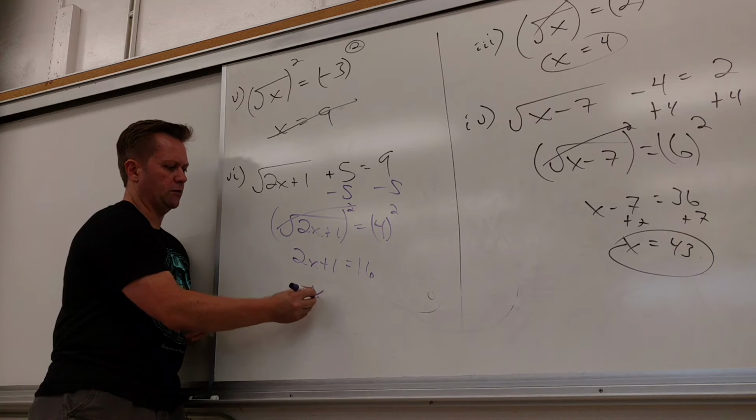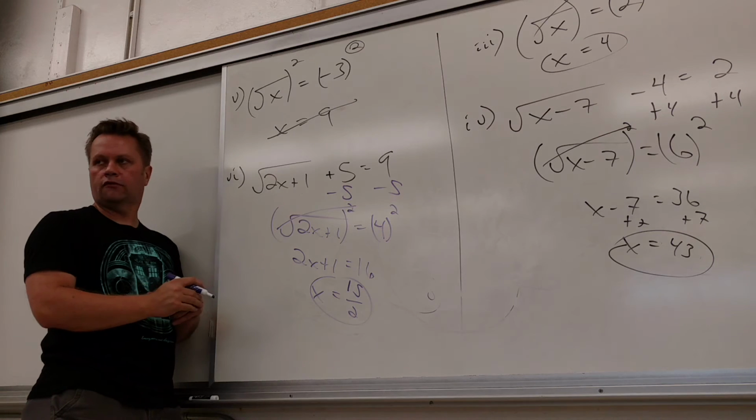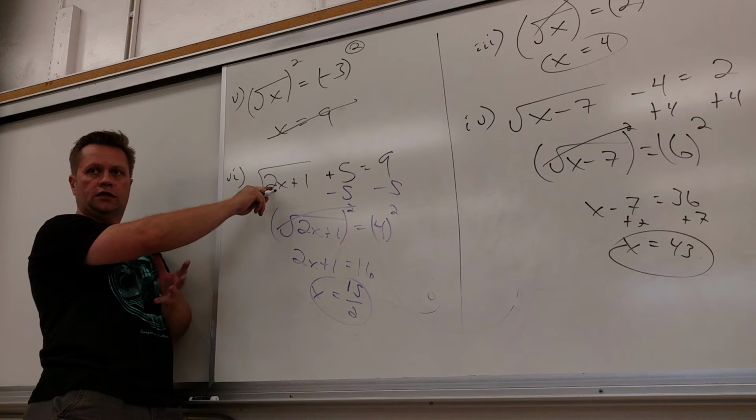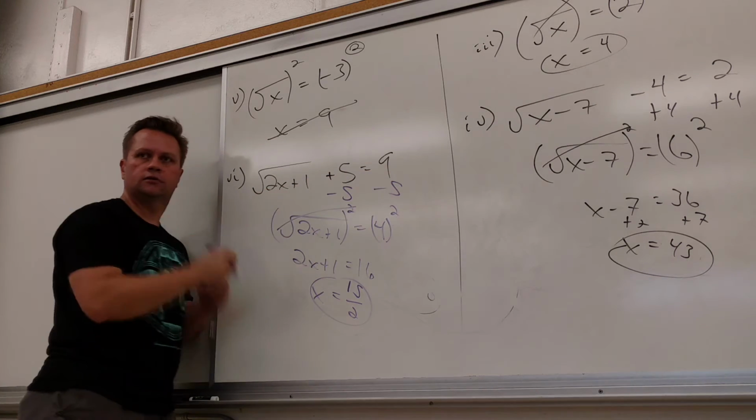And then you subtract 1 divided by 2, so you should get 15 over 2. I like it. If you plug it in, 15 over 2 times 2 is 15, plus 1 is 16. The square root of 16 is 4, plus 5 is... Shoot!